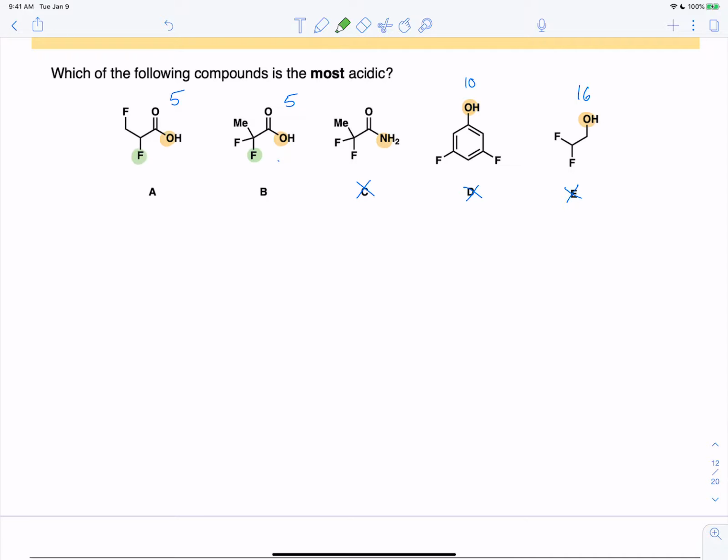Both have a fluorine right next to the carboxylic acid. B has two right next to the carboxylic acid, where A has one a little further away. This will tell us that B is the most acidic because fluorine is electronegative. And so it will have stronger inductive effects because it's closer to where the conjugate base will be. So it'll be closer to where the charge is, so it'll have a stronger impact on its stabilization.